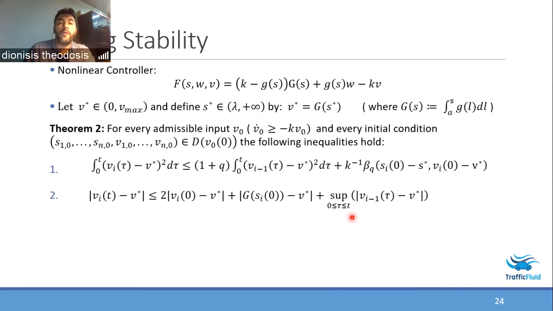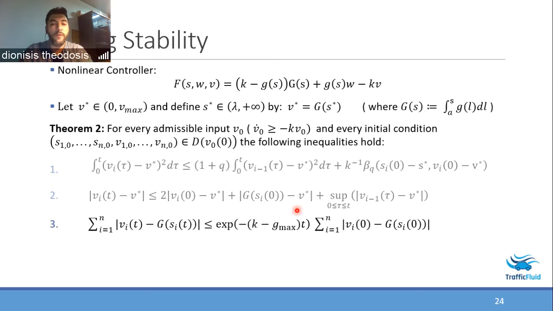Moreover, we have the L infinity string stability, which shows that the deviation of the vehicle from the desired speed is less than the deviation of the vehicle in front, plus some additional terms based on the initial conditions. Finally, we were able to show the following inequality, which implies that the manifold Vi equals Gi is exponentially stable.